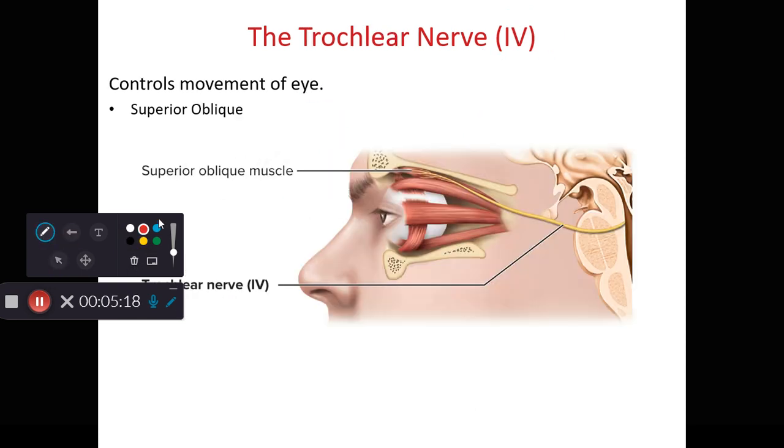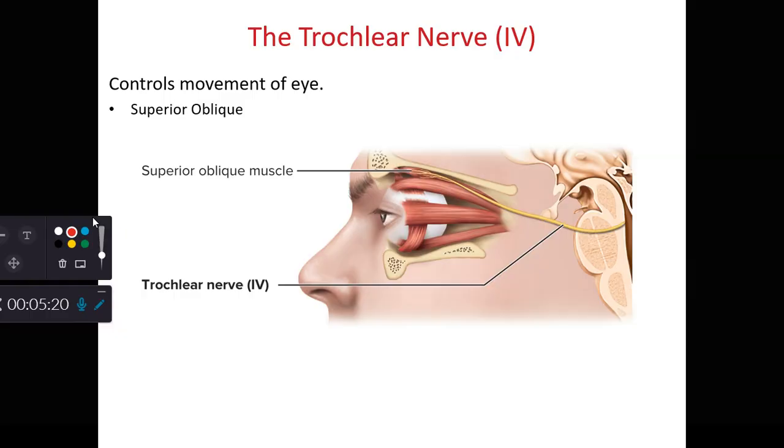As we look at the trochlear nerve, this is another nerve that is going to be associated with movement of the eyes. In particular, this nerve is only going to control the superior oblique muscle of the eye.